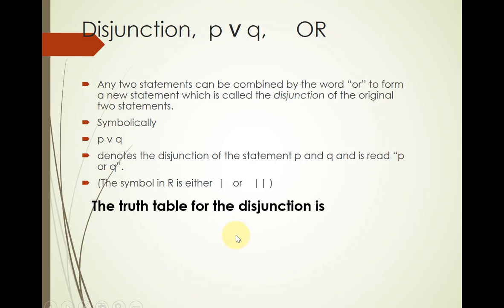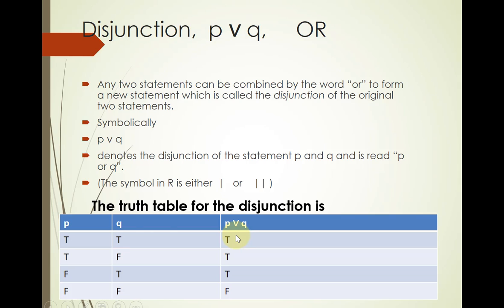So the truth table for the disjunction is like this, and if you compare it with the conjunction, you'll see that the conjunction was true only in the first case and false for the rest of them, whereas the disjunction is false only in the last case and true for the others, which makes sense if you think about the word OR.